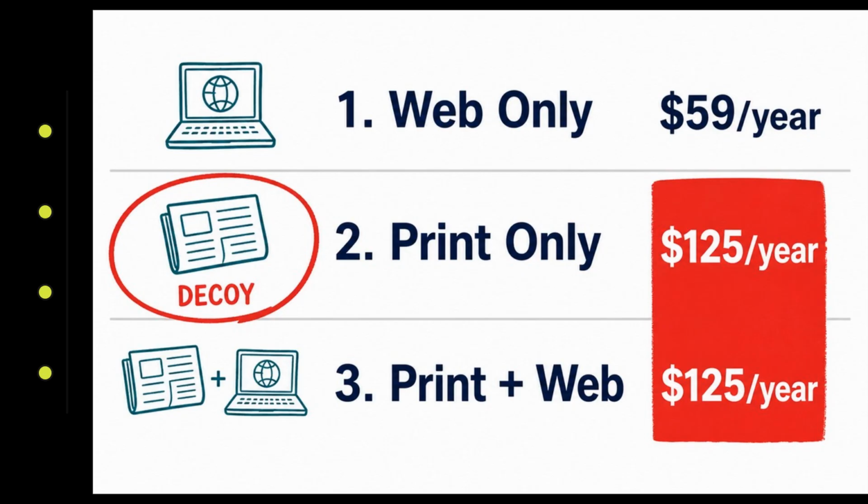Here are the 3 original Economist options. Option 1, web only at $59 per year, which gave you digital access to every article. Option 2, print only at $125 per year, which gave you the physical magazine mailed to your door. Option 3, print plus web at $125 per year, which gave you both the digital access and the physical magazine. Look at option 2. Nobody in their right mind would choose the print-only bundle when the print plus web bundle costs exactly the same. That is the decoy.